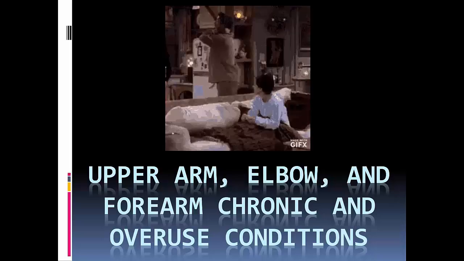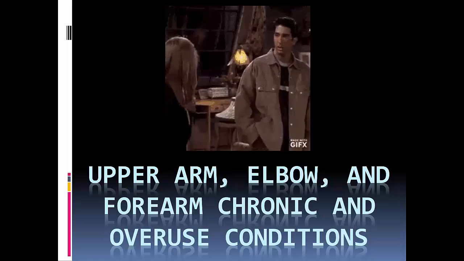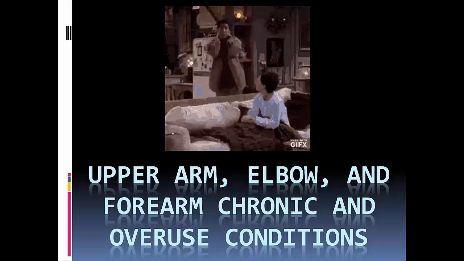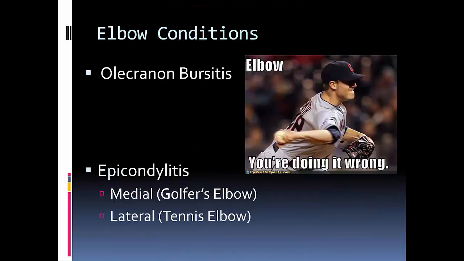Upper arm, elbow, and forearm chronic and overuse conditions. Chronic and overuse conditions include olecranon bursitis and epicondylitis, including medial epicondylitis, usually termed golfer's elbow, and lateral epicondylitis, more commonly termed tennis elbow.